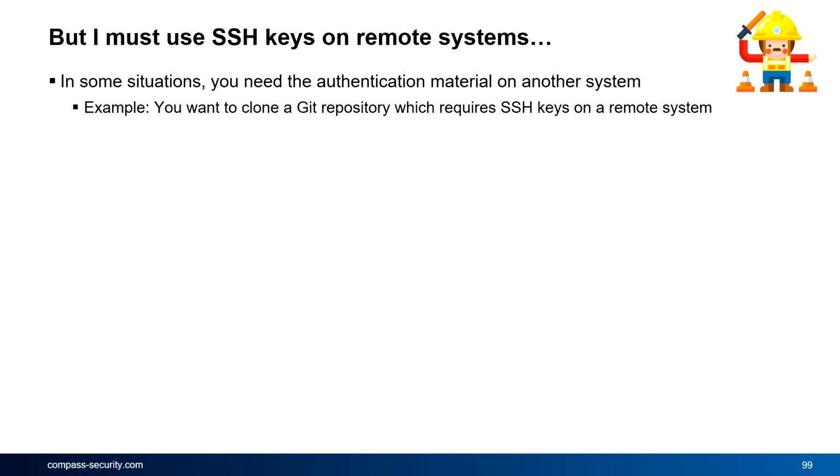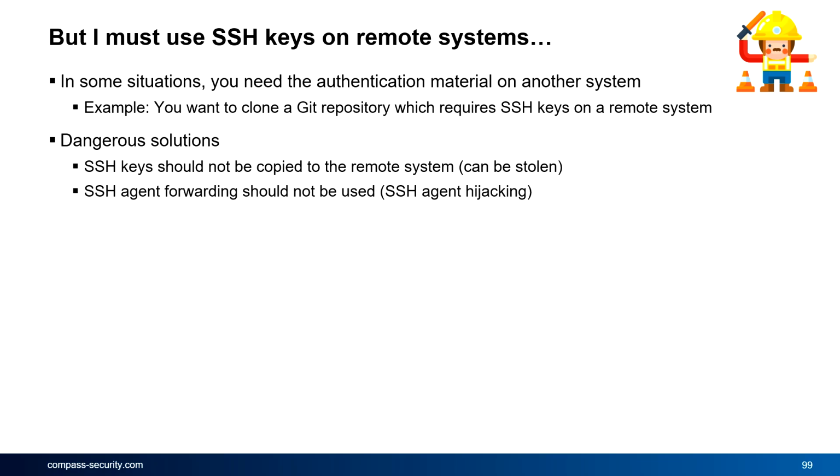Sometimes customers tell me that they can't use these proxy jump options because they need the private key on a remote system somehow. For example, if you want to clone a Git repository which requires SSH authentication on a remote system, then you have an interactive login on this remote system, and if you want to do git clone, you need the private key somehow on this system or a forwarded agent. So these are both dangerous solutions, because if you copy your SSH keys to the remote systems, they could be copied again, can be stolen.